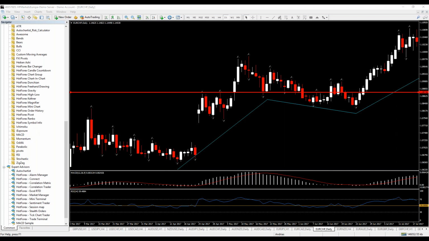If you're in an uptrend, it should be below the previous low. If you're in a downtrend, it needs to be above your previous high.